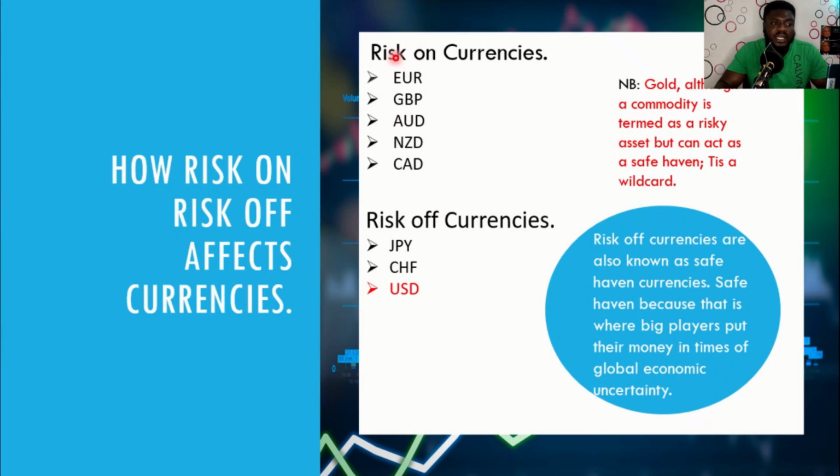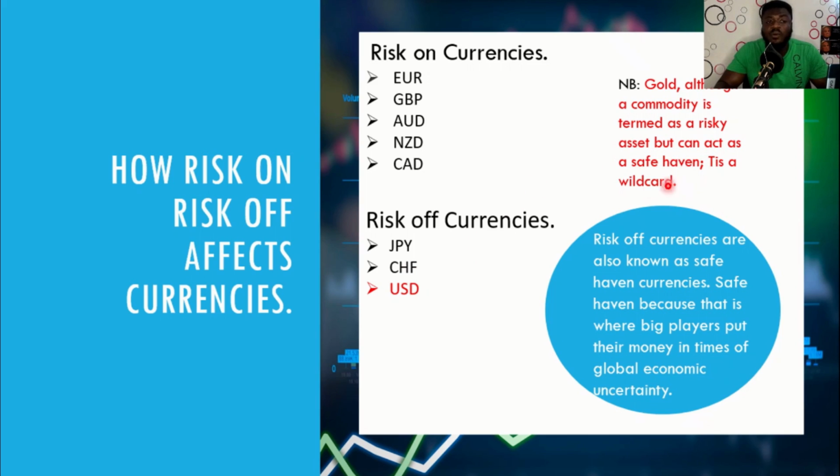We need to first know about the risky currencies and the not risky currencies. So the risk on currencies are euro, GBP, AUD, NZD, and CAD. Also, the risk off currencies are JPY, CHF, and USD. USD actually, as a safe haven, presents a really dicey situation.